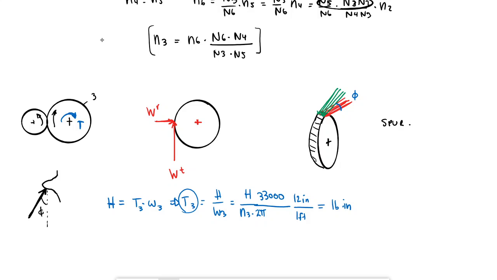Now T3 is also going to be equal to WT3 times the radius of 3. So if I multiply this WT3 times this radius R3, that's what's causing the torque T3 that I can calculate. So in most cases, what I can calculate is the tangential force based on the power and the radius of the gear that I'm looking at, right? But I'm also interested in the radial direction, the WR or the WA, because those are going to transmit that force to the shaft and the shaft to the bearings, and that's going to be important.